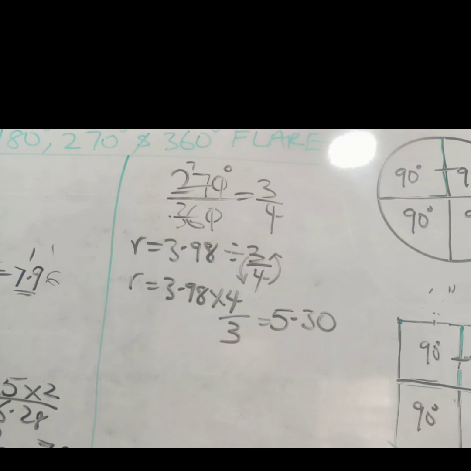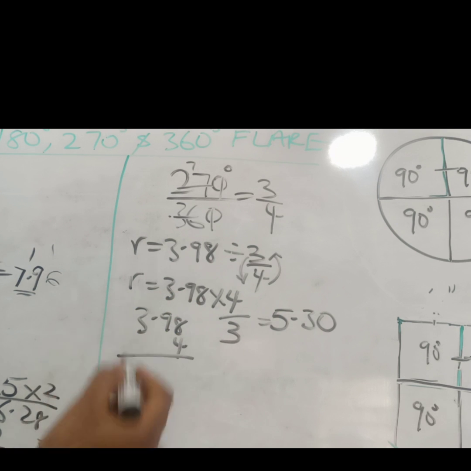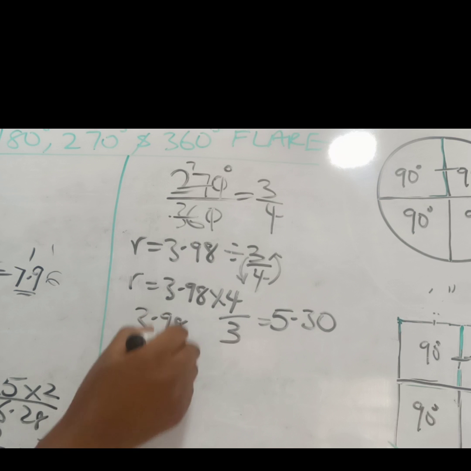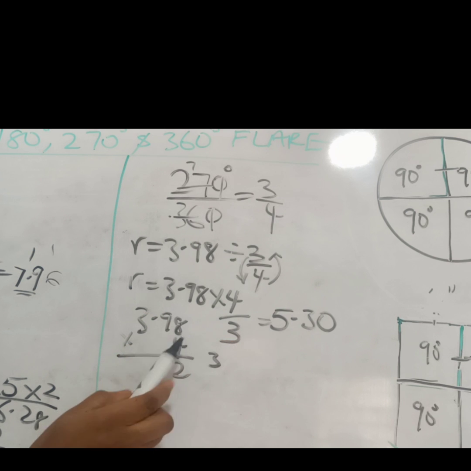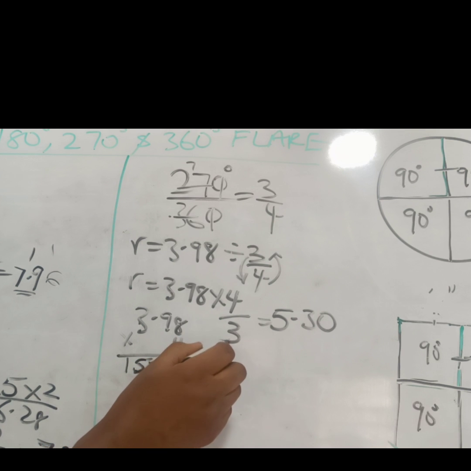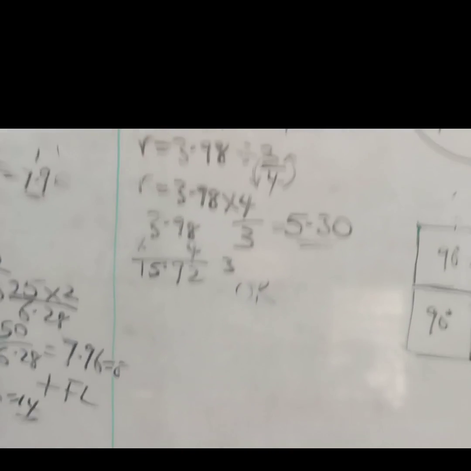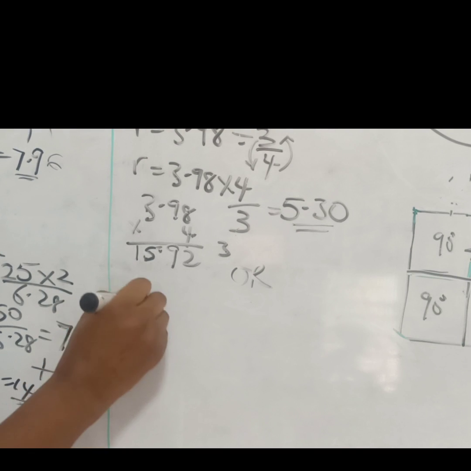So you can multiply that out. Okay, so let's see. 3.98 times 4, 32, carry 3. 4 times this is 36. 39, carry 3. 12, that is 15. So 15.92 divided by 3, you're going to have 5.30.